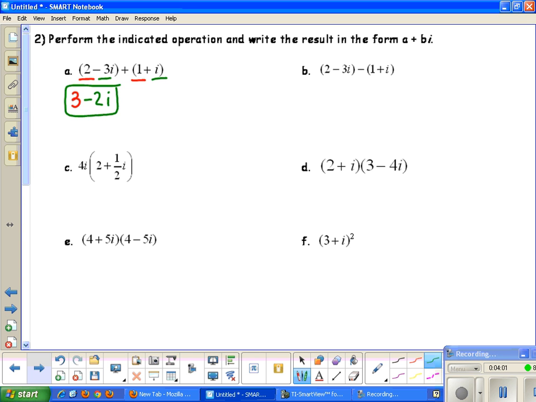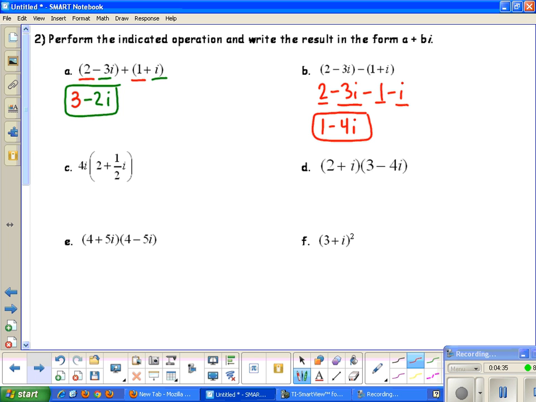So just like when we have variables, i's are also considered to be like terms, except they have to be, of course, to the same power. And then you just add or subtract the numbers in front. If I look at b, the difference, I have to distribute that negative sign. So 2 minus 3i minus 1 minus i, and then I would combine my like terms. So the real part is the 2 and the negative 1, so that's just 1. And then I have negative 3i minus i, which is minus 4i.